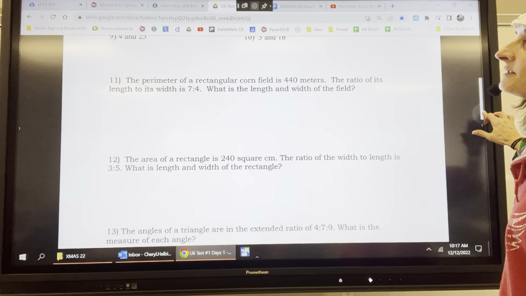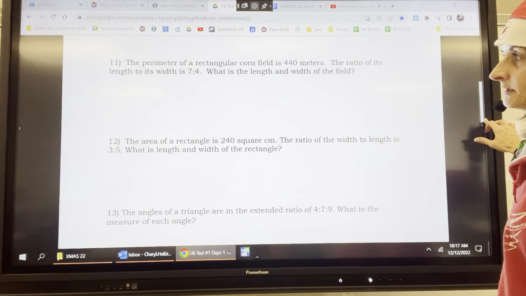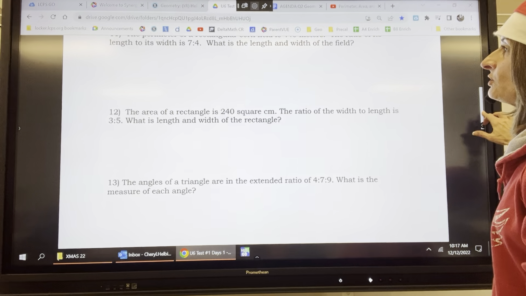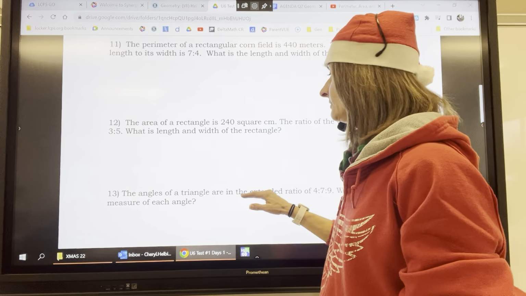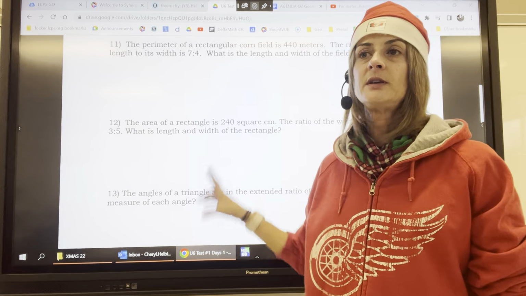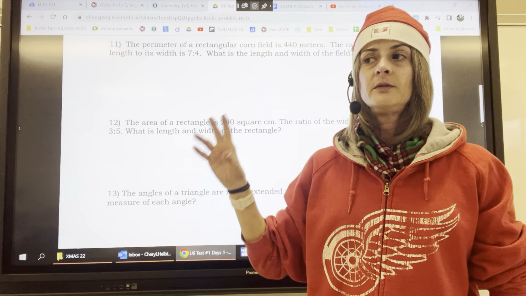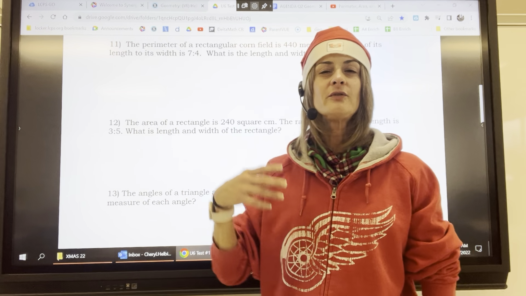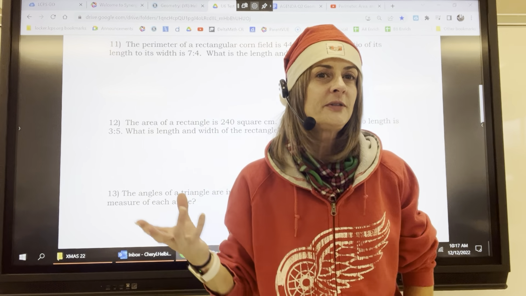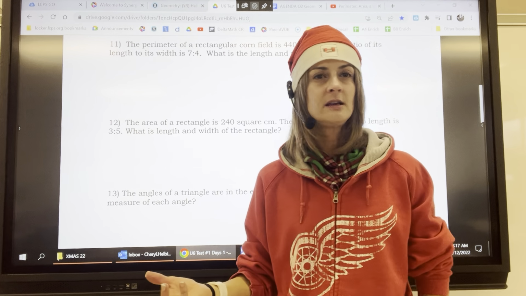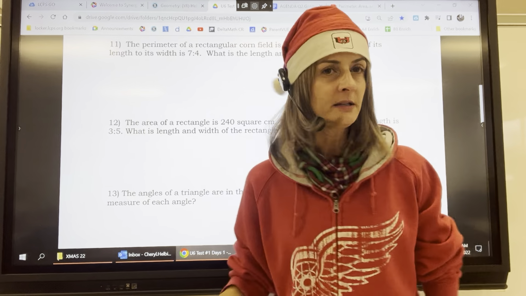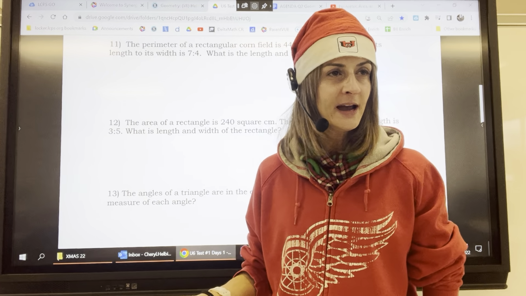All right, so these 3 problems are very important. And make sure you watch the video that's called Perimeter Area and Extended Ratio to do these 3 problems. They're very important and they're not hard, but they're totally new. And anytime something is totally new, it's not easy. It takes practice.